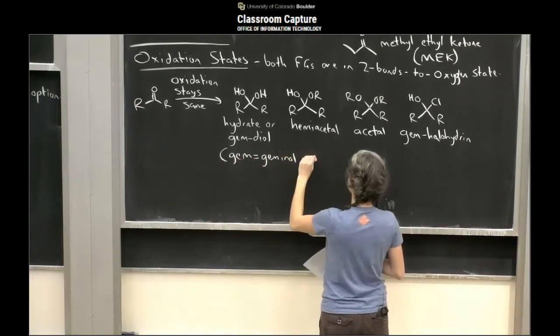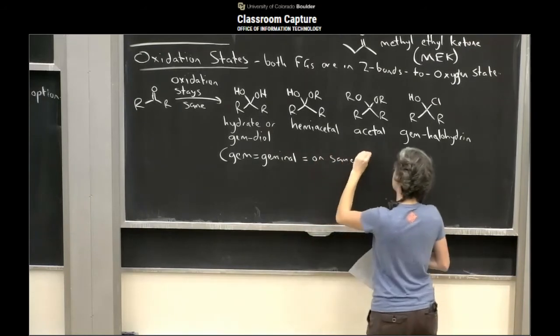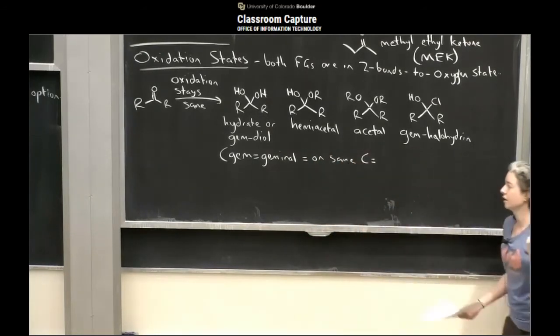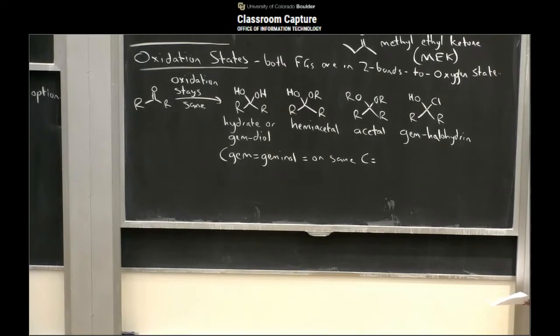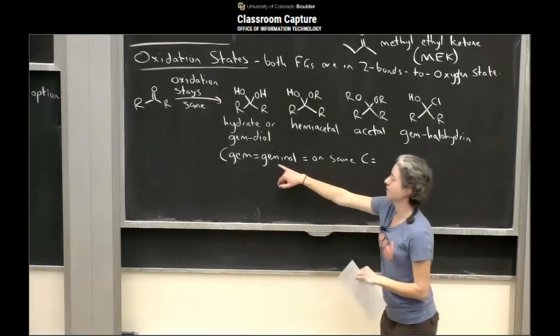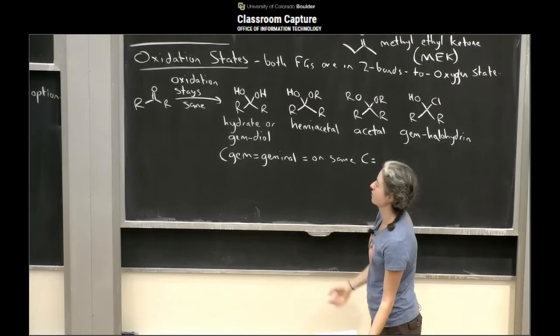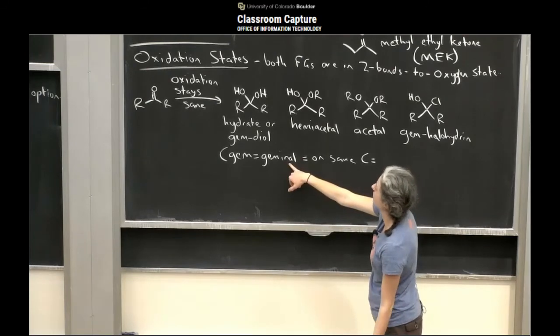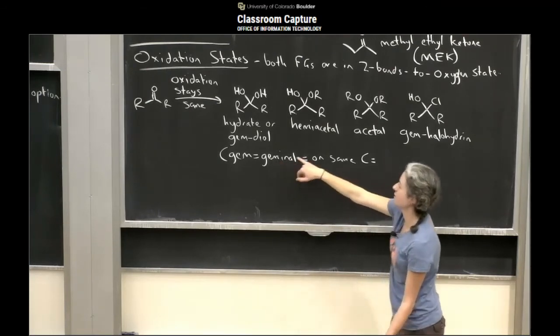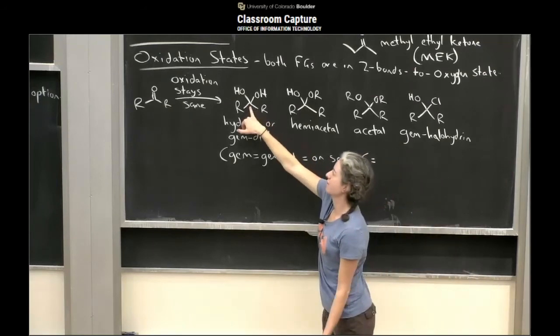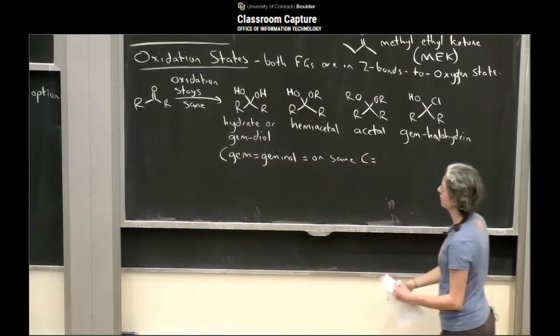Which means on the same carbon. And that's actually, I guess if you know astrology signs, Gemini is the twins, so it's just, I think, Latin or maybe Greek for twins. So two OHs on the same carbon, they're twins, they're geminal or gem diol.